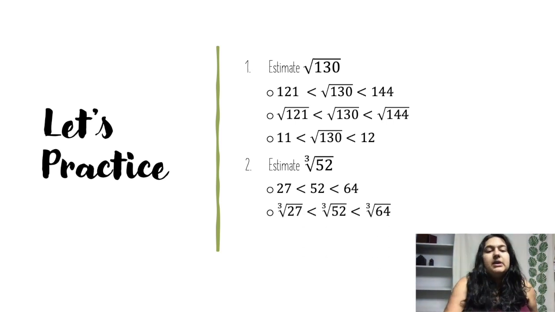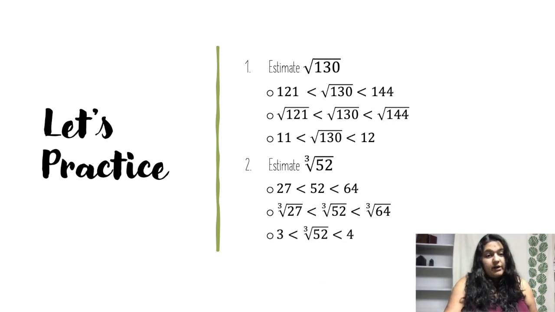So I'm setting up our inequality again, and I'm going to take the cube root of each number. I know what the cube root of 27 is, and I know what the cube root of 64 is. So I'm going to write that out. So I have 3 is less than the cube root of 52, which is less than 4. And if I look over here at my numbers again, I see that 52 looks closer to 64 than 27. So this is going to be 3 point something, closer to 4.